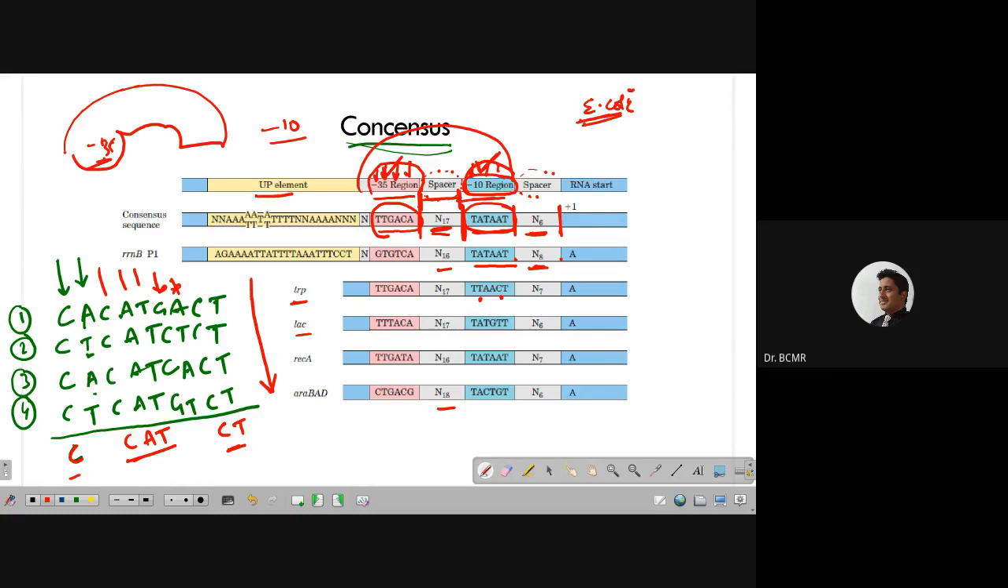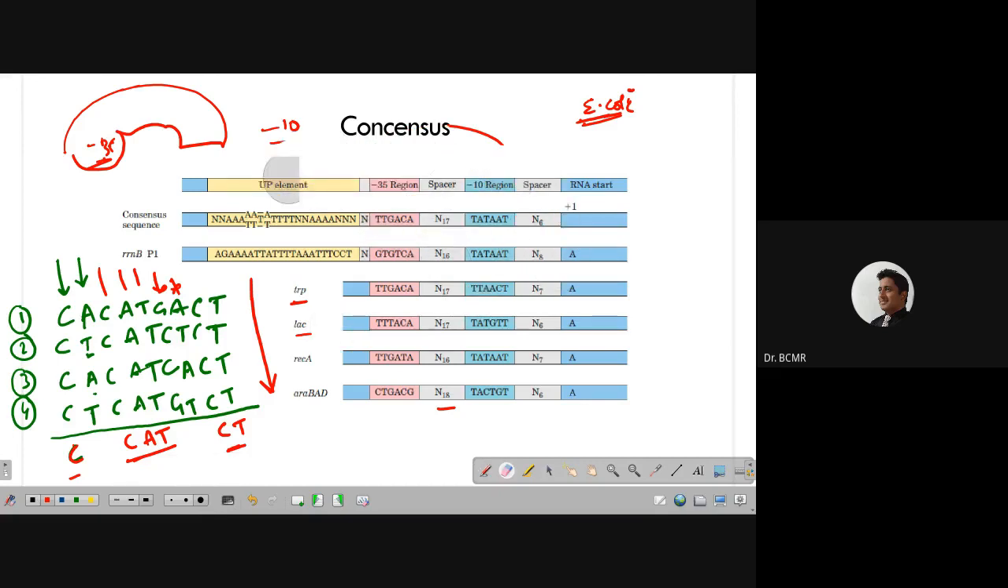There is also an up element. It's not always in all of them. A few of them, or some of them, have it. The RNA polymerase also has carboxyl terminal domains which interact with the up elements. Okay, we'll get to that in a few minutes. I think in the next slide it is there. But I hope you understood what is meant by consensus. Consensus is those conserved bases, trying to determine what is conserved within this region, the sequence. Those are called consensus.